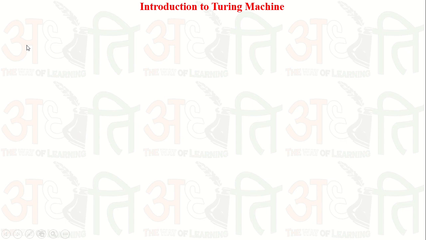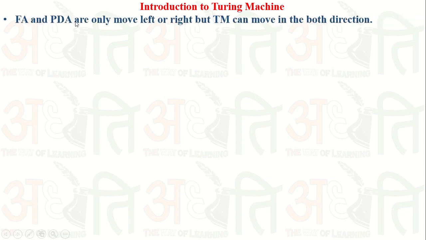In the next video we will take an example and understand in detail how a Turing machine works and how it is more powerful and more advanced as compared to finite automata and pushdown automata. A finite automata and a pushdown automata can only move left or right, but a Turing machine can move in both directions. That was the drawback, or we can say disadvantage, of pushdown automata and finite automata: they can move only in one direction, either left or right, but a Turing machine can move in both directions, left or right.